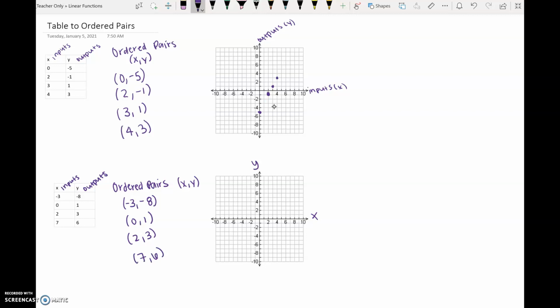Remember, when I want to put these on a graph, I am looking at how far left or right I go, and then how far up or down. So I'm going to go left 3, down 8. 0, 1 means I don't go left or right, and I just go up. 2, 3, and then right 7, up 6, to create another graph. So this is how we convert a table into ordered pairs, which we can then put on a graph.